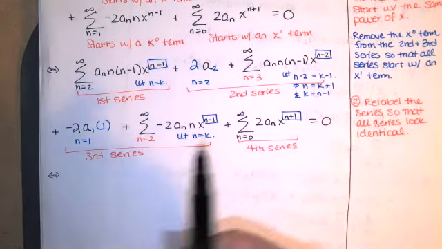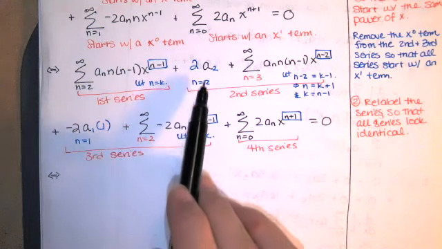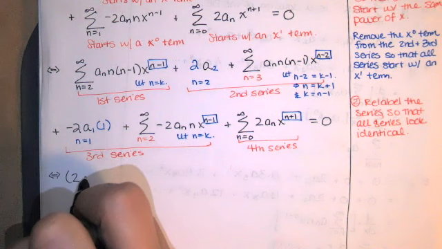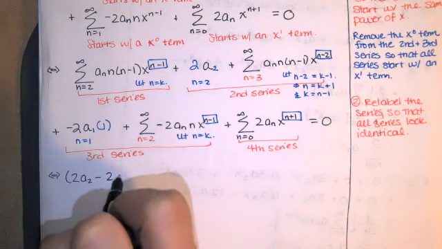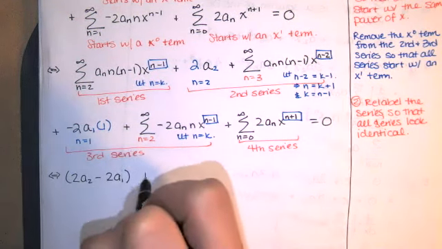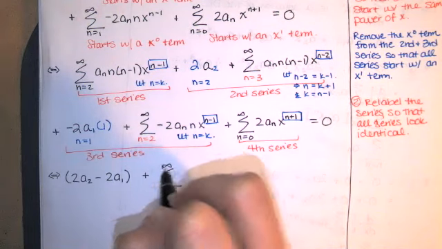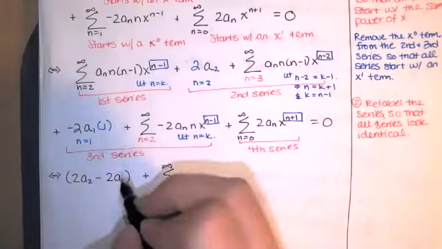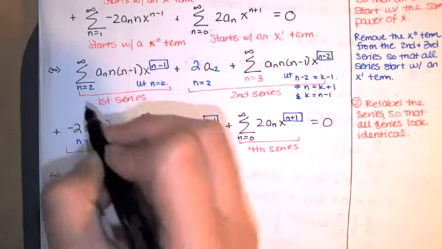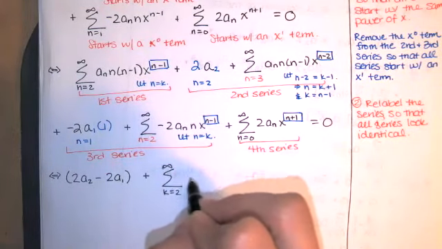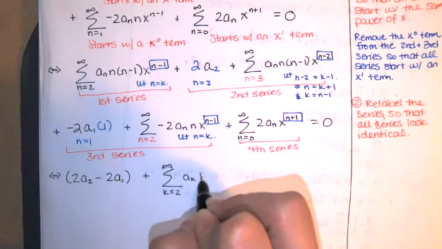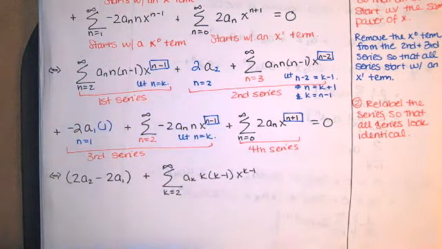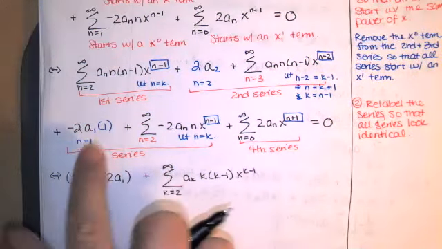Okay, so let's collect the constant terms first. You've got 2a sub 2 minus 2a sub 1. So those are our constant terms. And then over here, we're going to add that first series, but we're going to replace all the n's with k's. So we're going to write that as the sum as k goes from 2 to infinity of a sub k times k minus 1 times x to the k minus 1. Okay, and we already took care of that constant.